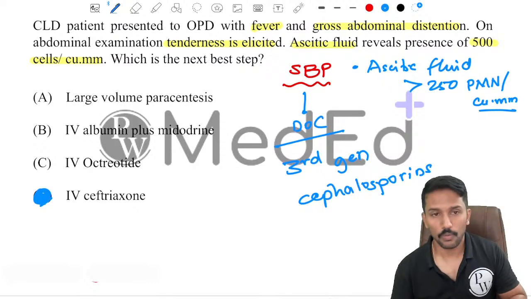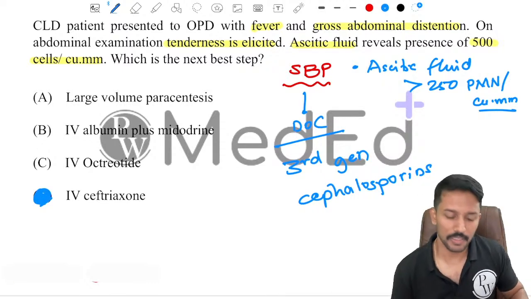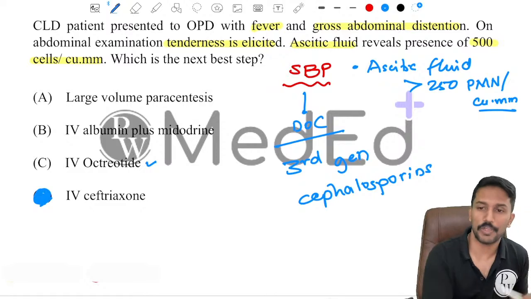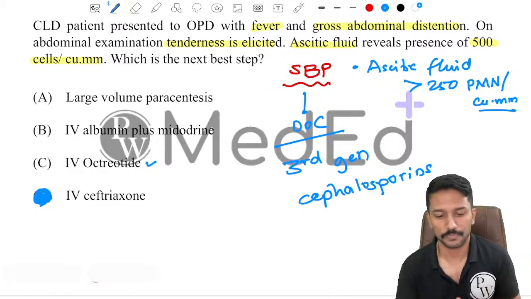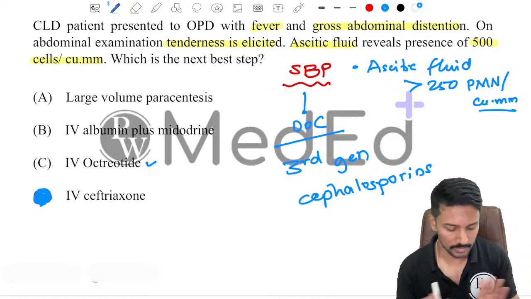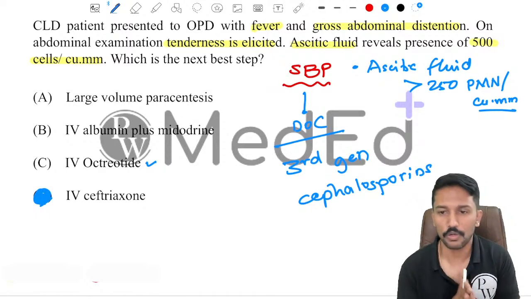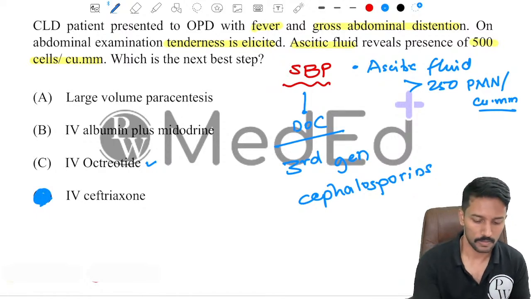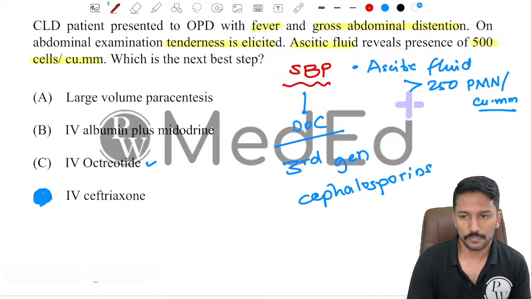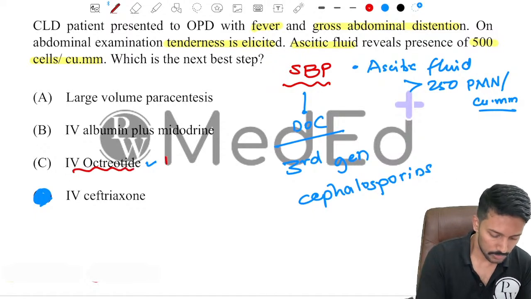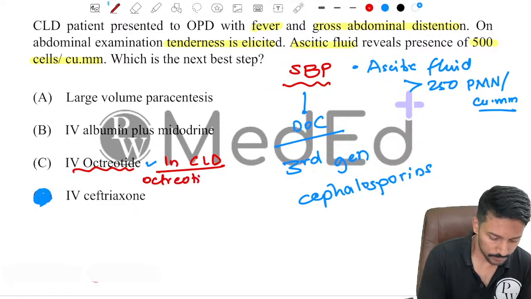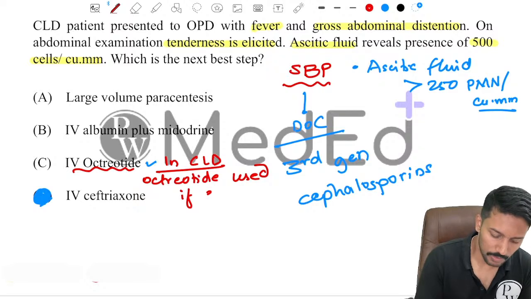Now among the options provided, in which condition would you use octreotide? The correct answer would be ceftriaxone. In a CLD patient, when would you think of using octreotide? In a CLD patient, octreotide is used if the patient has esophageal variceal bleed.